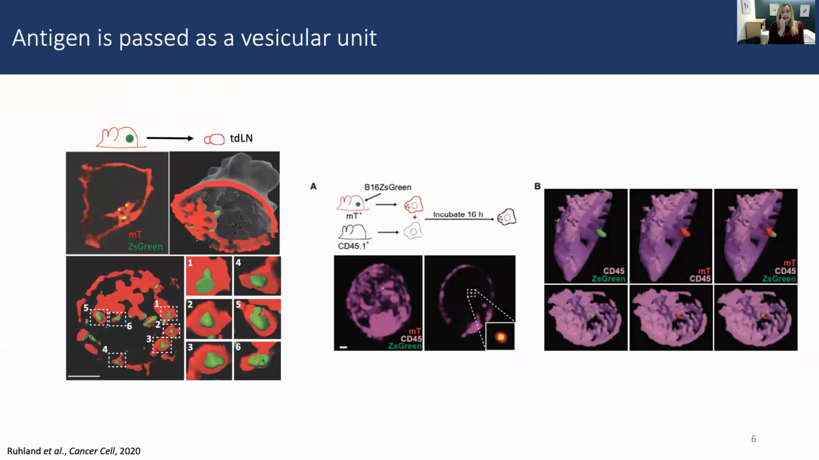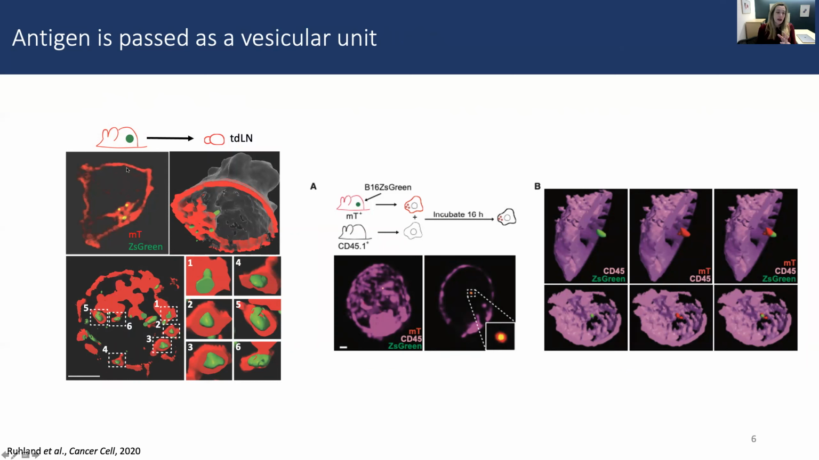So we wanted to look at the identity of the passed antigen in a more refined context, getting an idea of the context in which that antigen is packaged and passed from cell to cell. Using a membrane tomato expressing mouse, we injected B16 ZsGreen tumors, excised the tumor draining lymph node, and then could use lattice light sheet imaging to get high resolution detail of how the antigen is held on a single cell level.